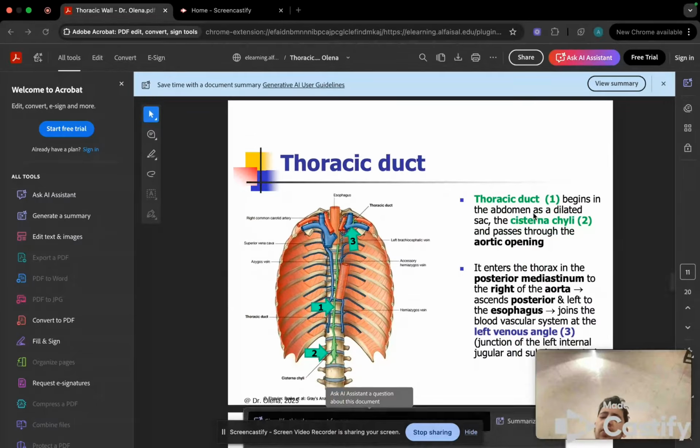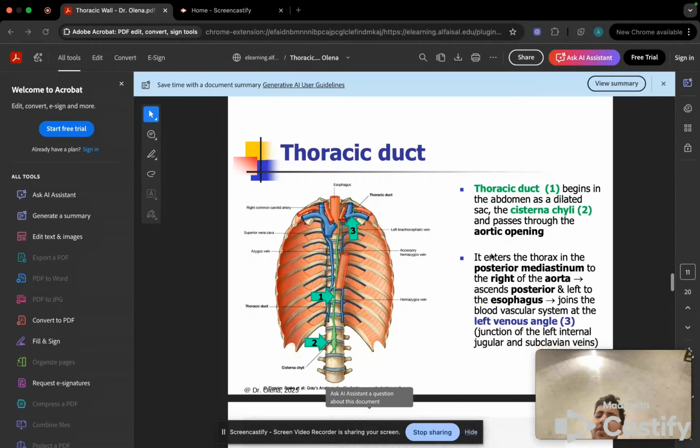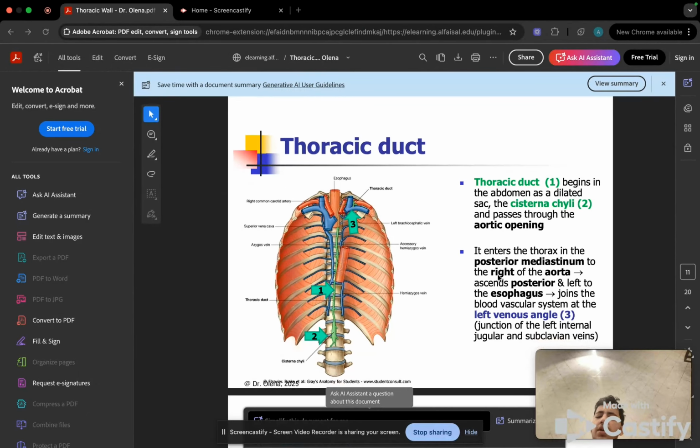So for this, you just need to know that the thoracic duct, because lymph vessels are vessels too, starts with the cisterna chyli, which is from the digestive system, but I don't think that's much open, and passes through the aortic opening, and then the posterior mediastinum, just to the right of the aorta, and it's posterior to the esophagus, so it's behind the esophagus.